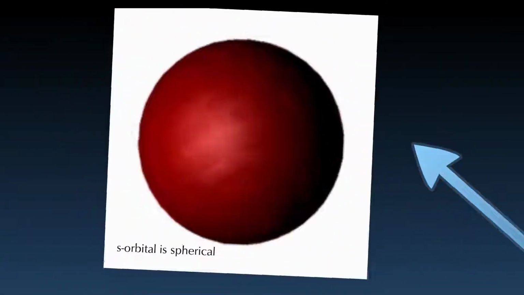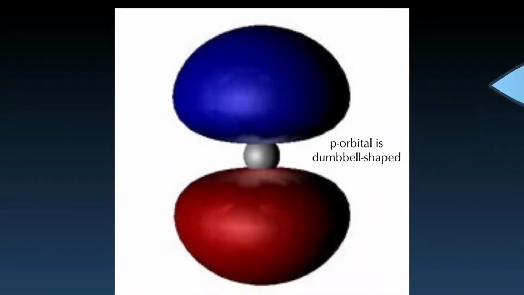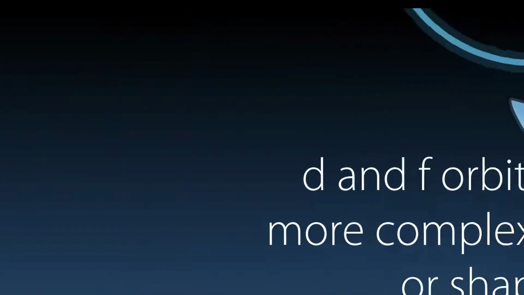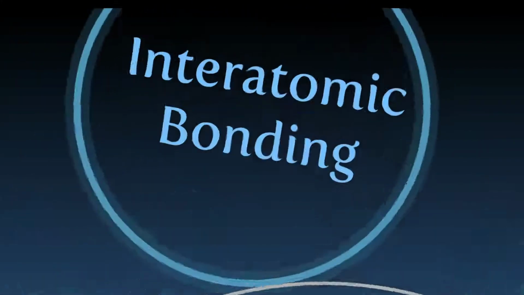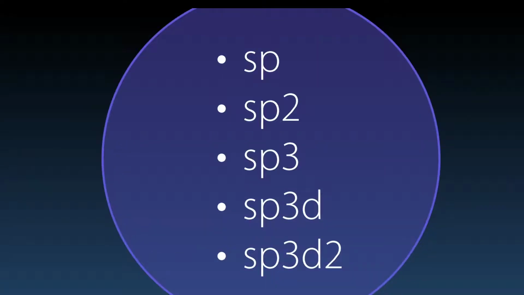Okay. Remember, an S is spherical. P's are dumbbell shaped. D and F are more complex, but that's just how it is. And these are the orbitals that we're going to be concerned with, and we're only going to be concerned with these first three.